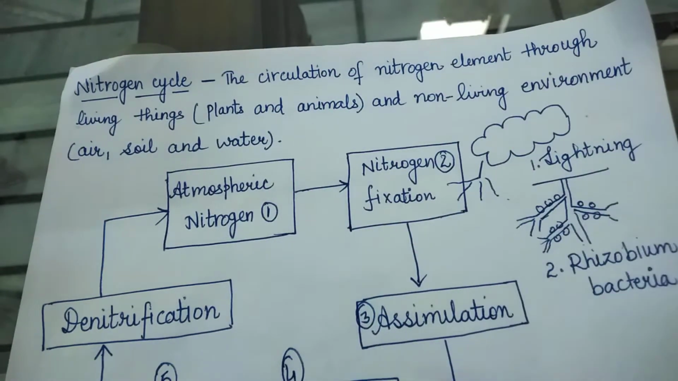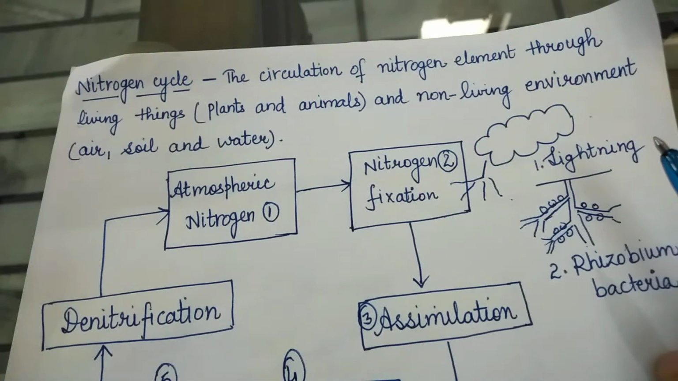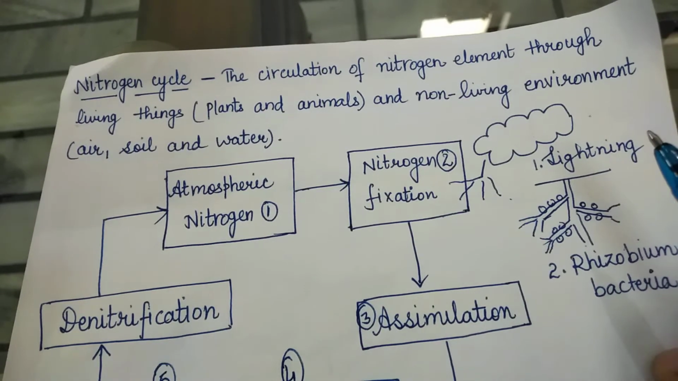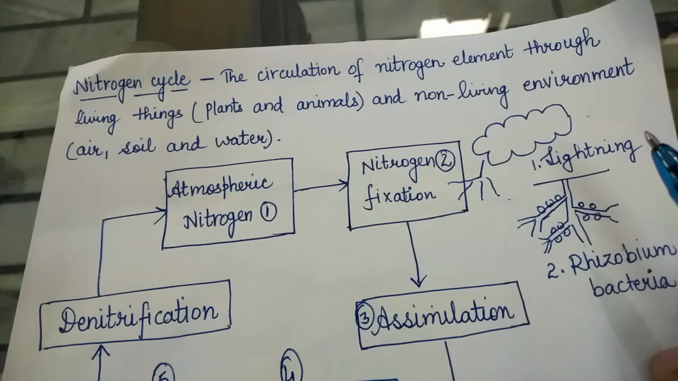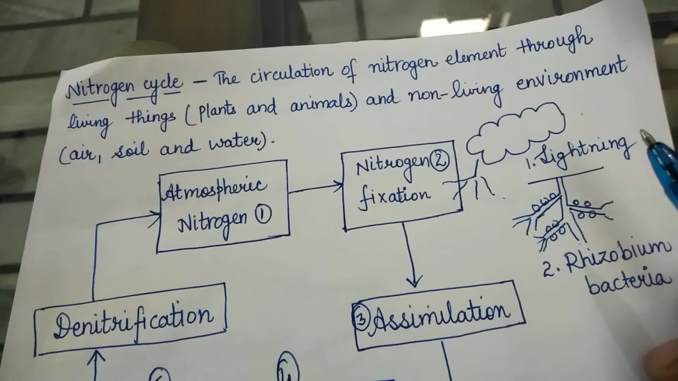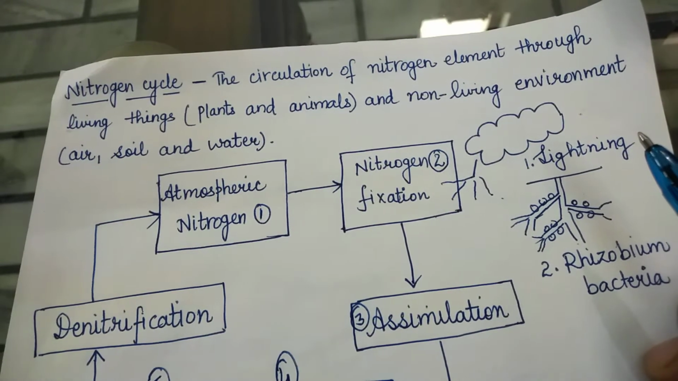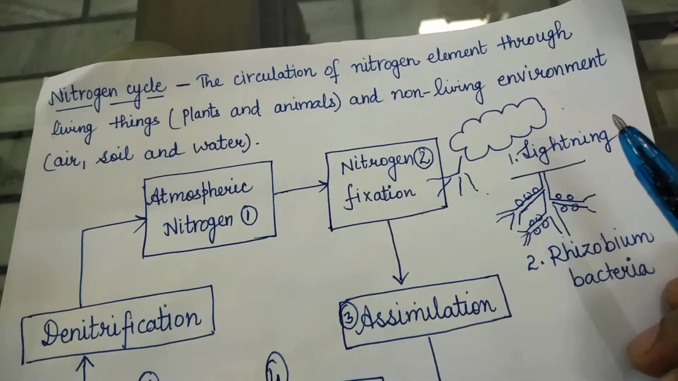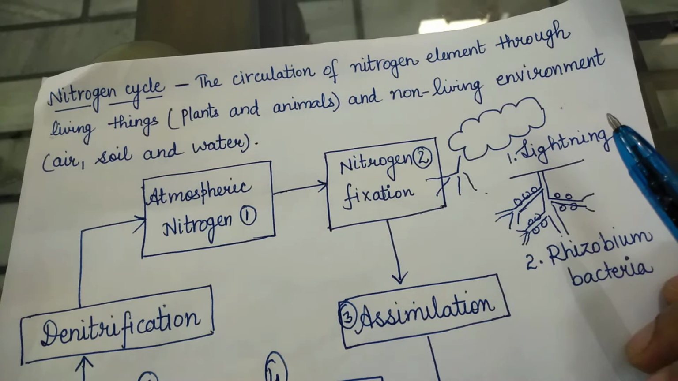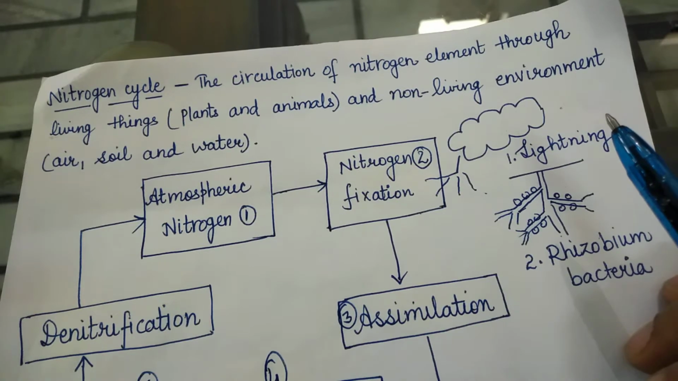See, in our atmosphere, so many gases are present, like nitrogen, oxygen, and carbon dioxide. And we are using all these gases. So the question arises: if we are using all these gases, their amount should be reduced. But we see the percentage of all these gases in the atmosphere remains constant.